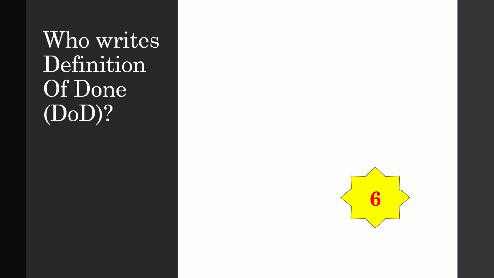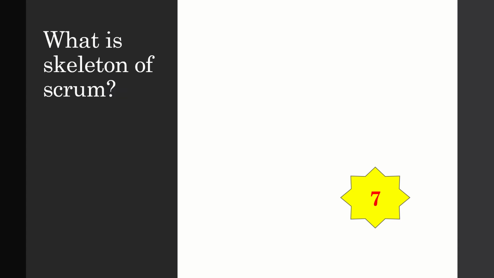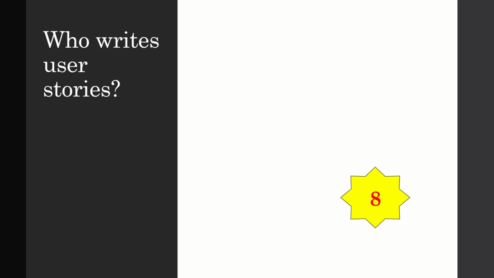Who writes definition of done? Scrum team entirely writes definition of done. That means product owner, developers and Scrum Master. What is a skeleton of Scrum? Sprint. Sprint is the skeleton of Scrum. Who writes user stories? Product owner writes user stories.